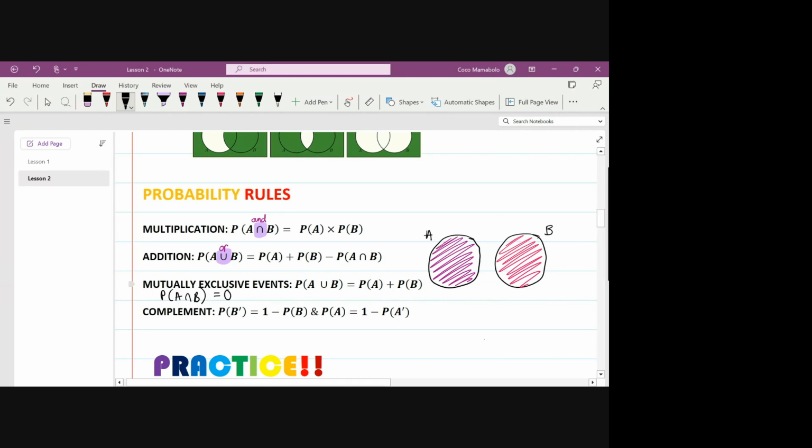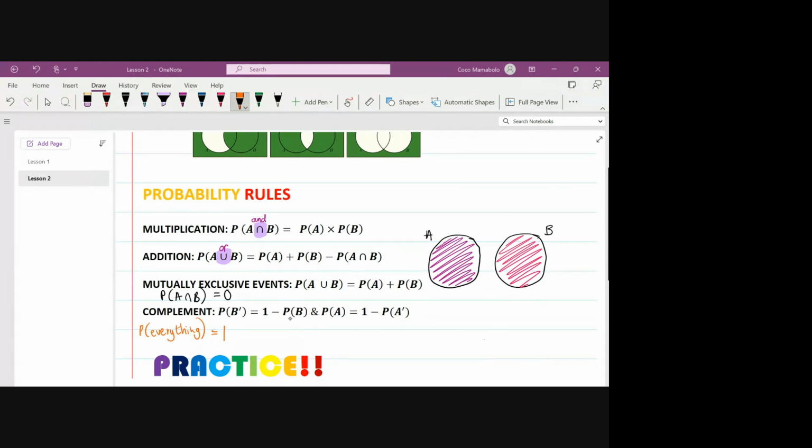Then we'll talk about the complement. Now, before we talk about the complement, I just want to remind you guys that if we had to add the probability of everything going on in a question, all of them must equal 1. All the probabilities added together must equal 1.